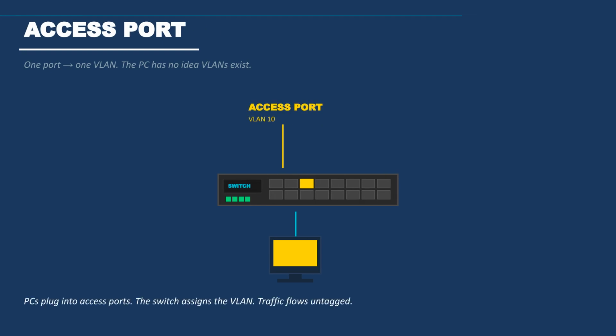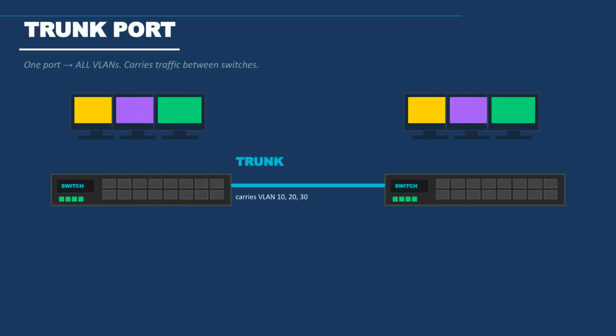PCs connect to access ports, which are assigned to a single VLAN. The switch automatically assigns the VLAN to the traffic, and the PC doesn't need to know VLANs exist as the traffic flows untagged. A trunk port, on the other hand, carries traffic for all VLANs between switches. This link uses 802.1Q tags, so the receiving switch knows which VLAN each frame belongs to.